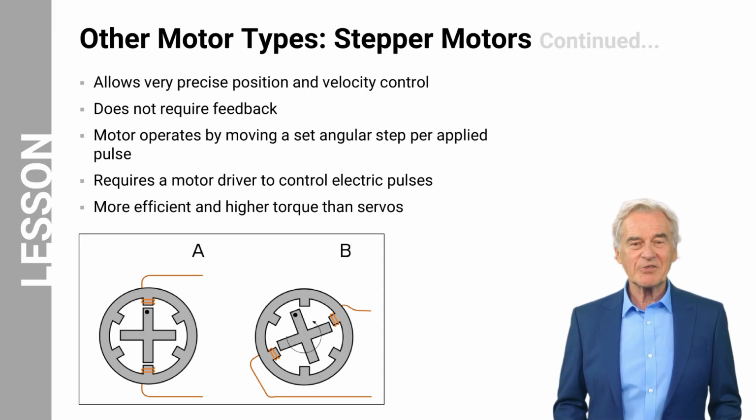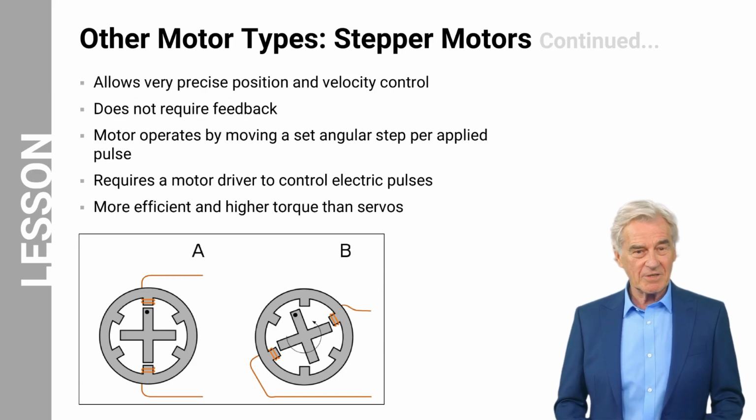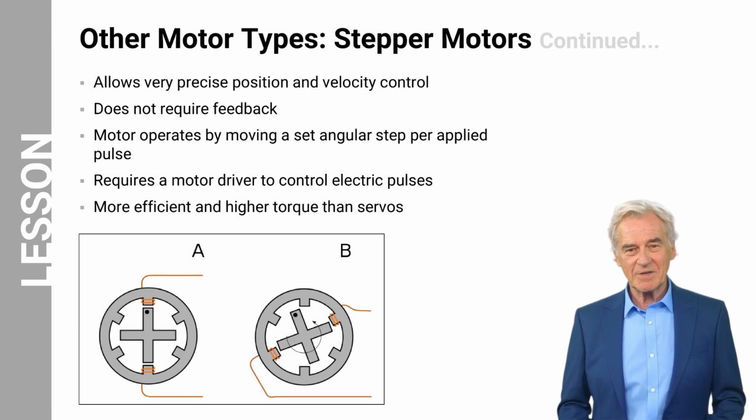By precisely controlling the timing and sequence of these electrical pulses, we can accurately control both the position and velocity of the motor. Faster pulse rates result in faster motor rotation while maintaining positional accuracy. Stepper motors require specialized controllers to generate the necessary pulse sequences. However, such controllers are readily available and often integrated with the stepper motor itself.